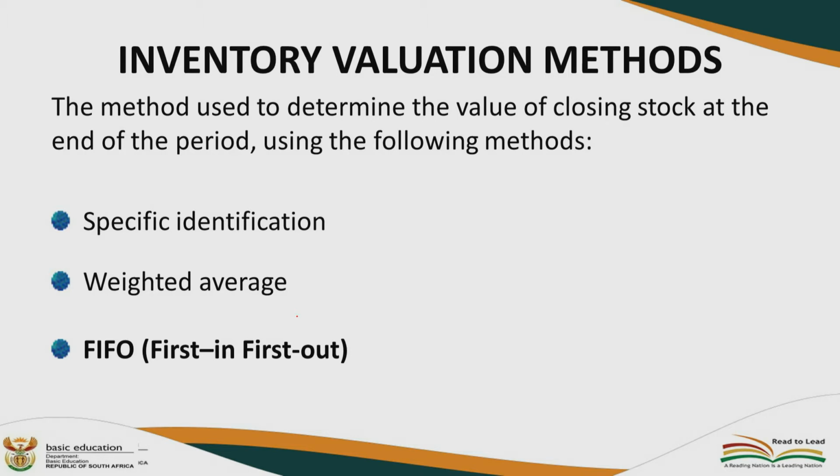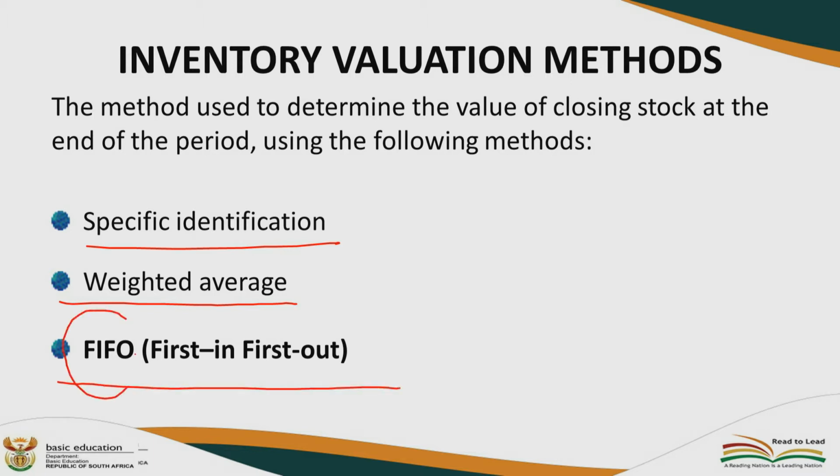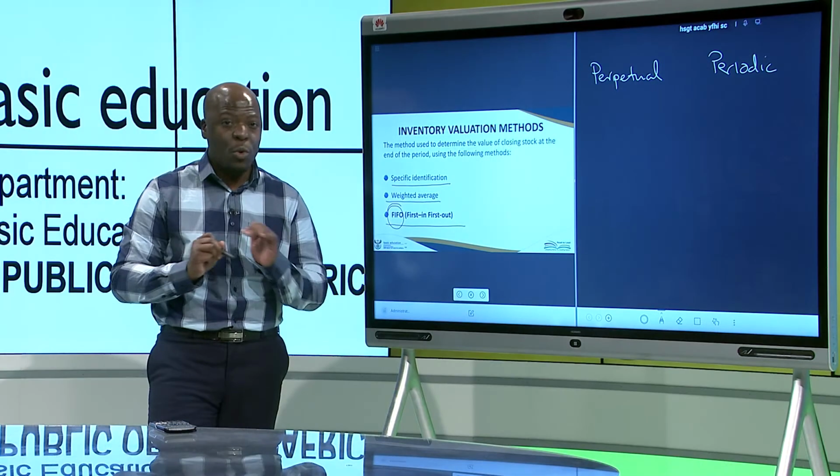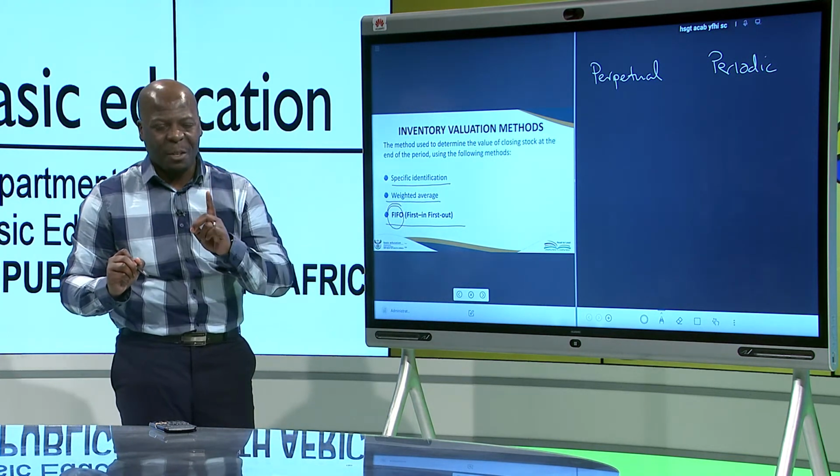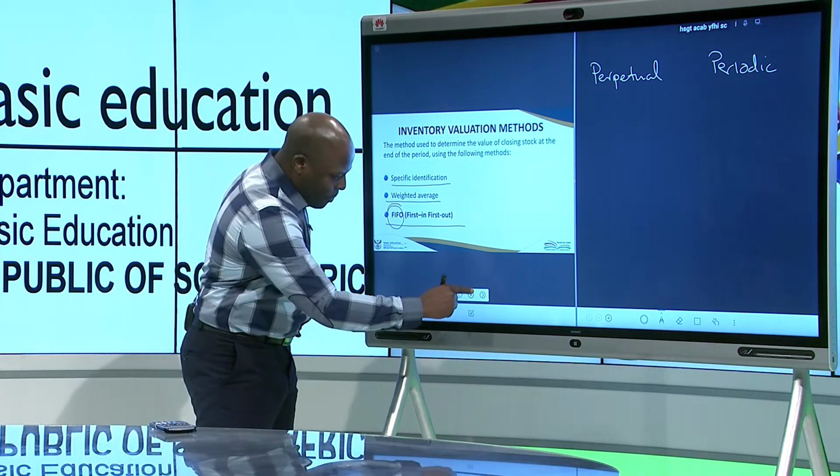Number one, the first one is your specific identification. Very simple. The second one is your weighted average method. And lastly, it is your first in, first out, preferably known as the FIFO. This is what I'm going to be concentrating on today. Today, I'm just going to be teaching on your FIFO, the first in, first out. So, let's get down with it.